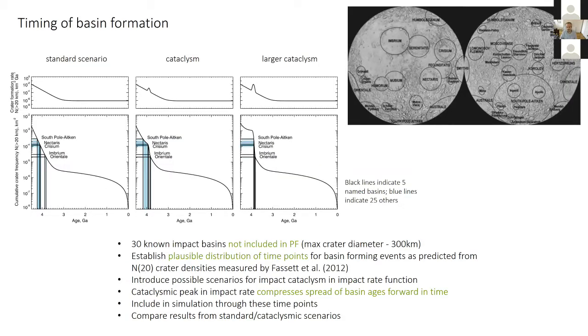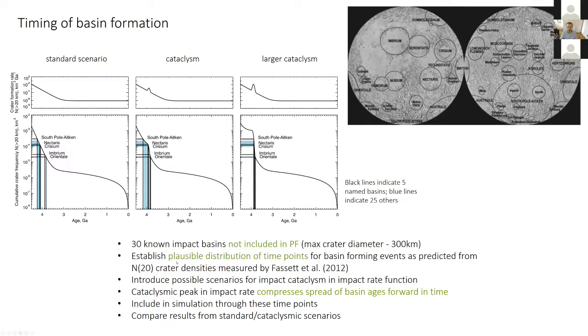Okay, I mentioned earlier on that it's necessary not to simulate the formation of basins in a random sense, but actually to replicate what we actually see on the moon, because eventually we want to replicate the distribution of material exactly as we see it for our moon, not for a random moon. So the way we do that is we take 30 known impact basins. The impact basins are not included in the production function because the production function only goes up to 300 kilometers. So we simulate these basins individually.